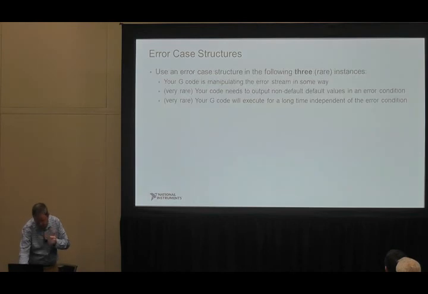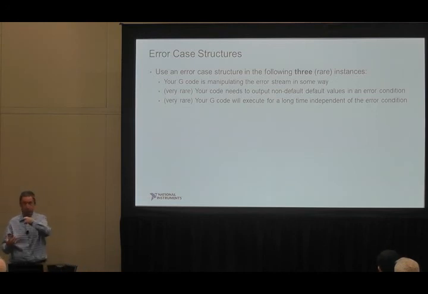All right, so there are 3 instances where you do want the error cases, and all 3 of them are rare. The first one is the least rare, which is you have G code that is somehow manipulating the error stream. In other words, you're doing something that's on one of those posters. In those cases, it makes sense to use an error case structure because you don't want to mess with an error stream when there's an error coming in. You only want to mess with the error stream if your G code has decided, oh, there's something I need to do about the error.